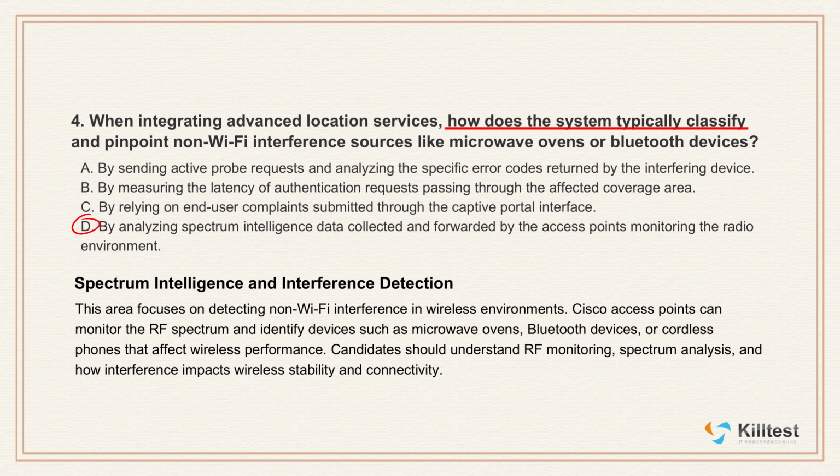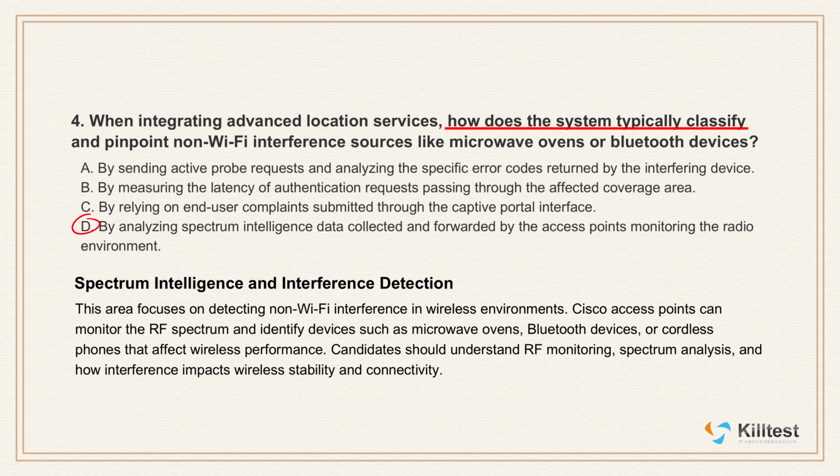Right, which is why option A is incorrect. A microwave oven doesn't speak Wi-Fi. It's not going to return a specific error code to a network probe. Right, I can't say error, currently heating up lasagna. Exactly. And option B, authentication latency. I mean, that's a symptom, but it's not a method of actually classifying the interference source. And option C is just waiting for people to complain on a portal. Yeah, way too reactive. It's a manual process, not a system classification method.